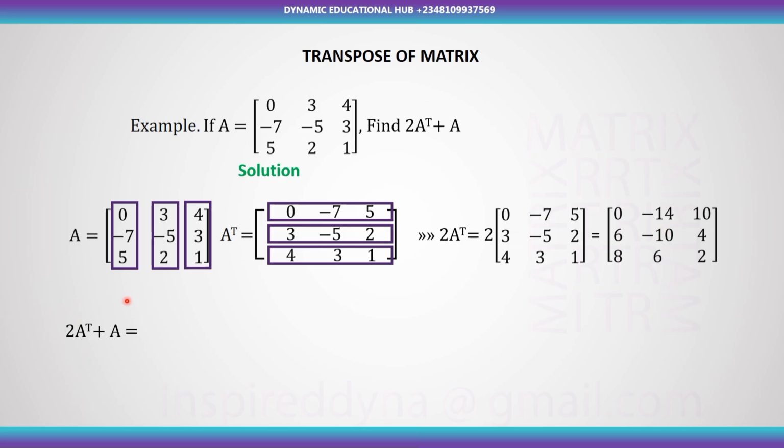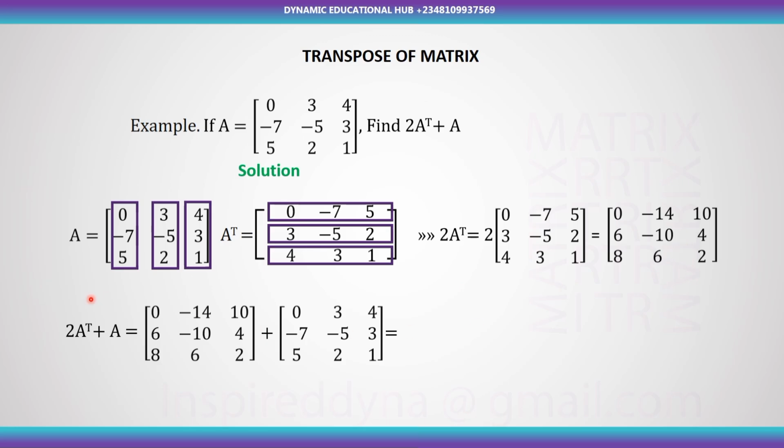Moving to the final question now, which says 2A transpose plus A. Let's write, this is our 2A transpose here, and this is our A in the question. We want to add them together. Let's see how to add them together. Now don't forget, we pick the position. 0 plus 0. Then we have minus 14 plus 3. Then we have 10 plus 4. Same thing, 6 minus 7. We have minus 10 plus 5. 4 plus 3.